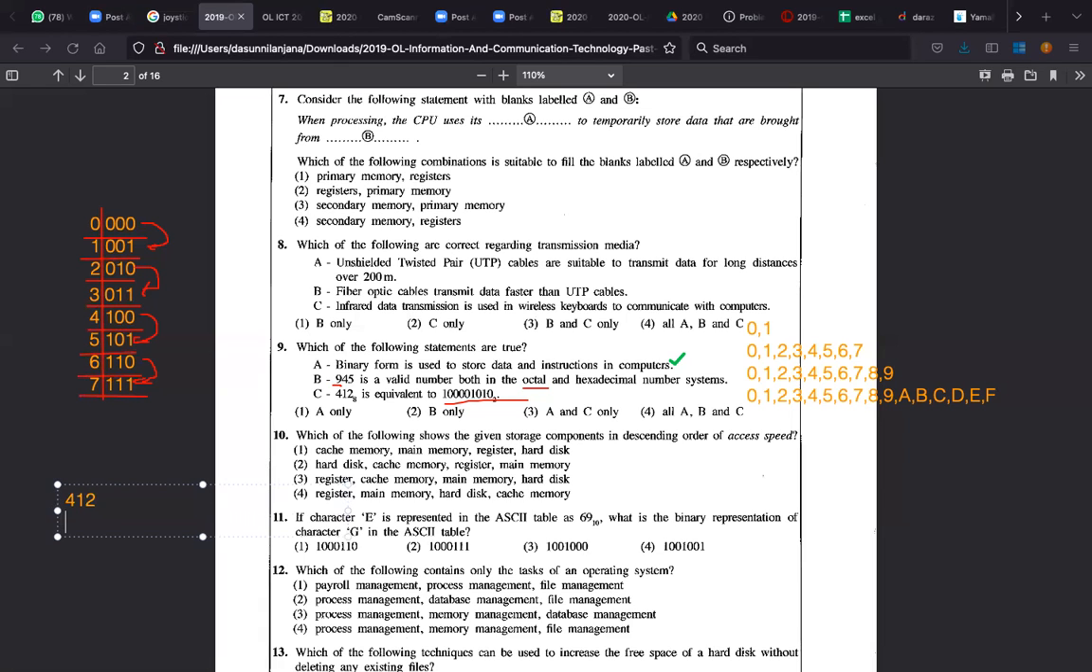412. 4 means from here 1, 0, 0. 1 is 0, 0, 1. 2 means 0, 1, 0. So 412 in octal is 4, 1, 2. That is okay, right? 1, 4 zeros, then 1, 0, 1, 0. Yeah, that is correct. Okay, then A correct, C correct, answer is this.